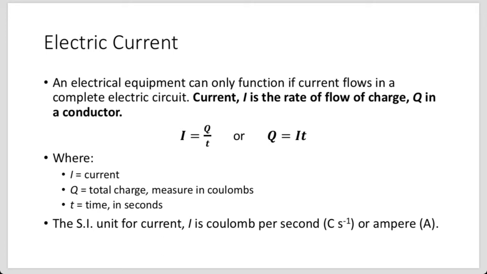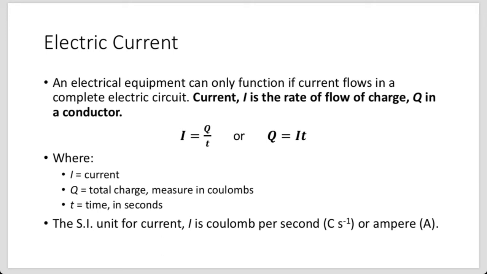Maksudnya, kamu hanya boleh ukur arus di dalam litar yang lengkap. Kalau tidak ada litar yang lengkap, I don't care how big the voltage is, kalau tidak ada pengaliran cas, there is no electric current. Okay? Now, considering if you already have the electric current, then how do we calculate that?